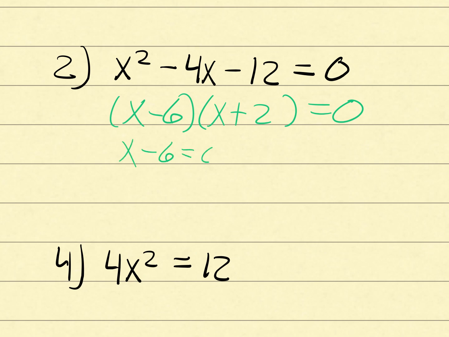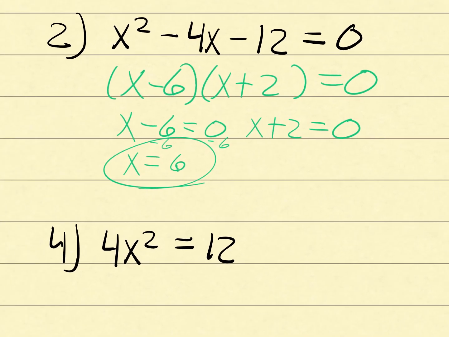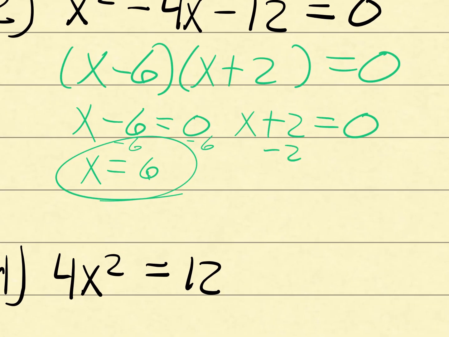Good, you set each factor equal to 0. So you get x minus 6 equals 0, x plus 2 equals 0. All right, so you add 6 to both sides. You should get x equals 6 as one of your answers. And then subtract 2 from both sides. You should get x equals negative 2 as your other answer.